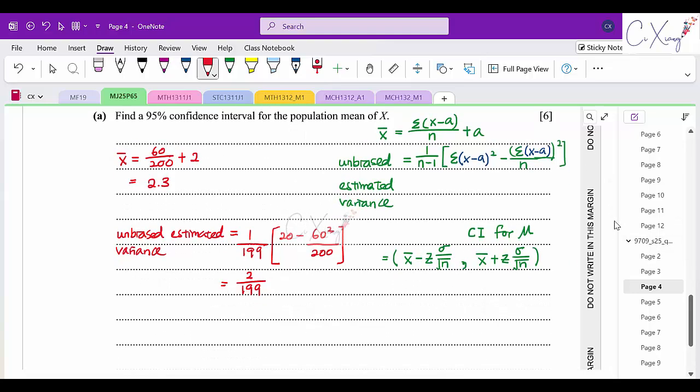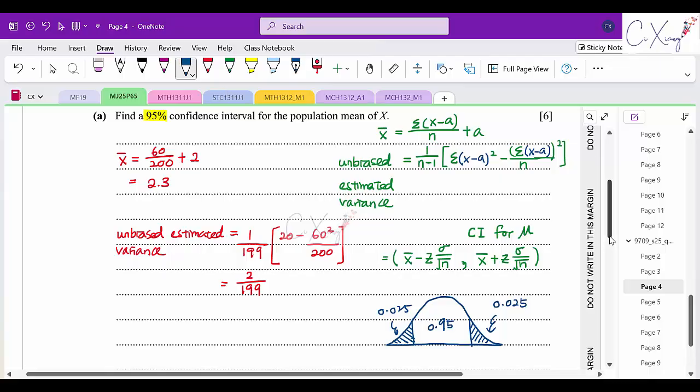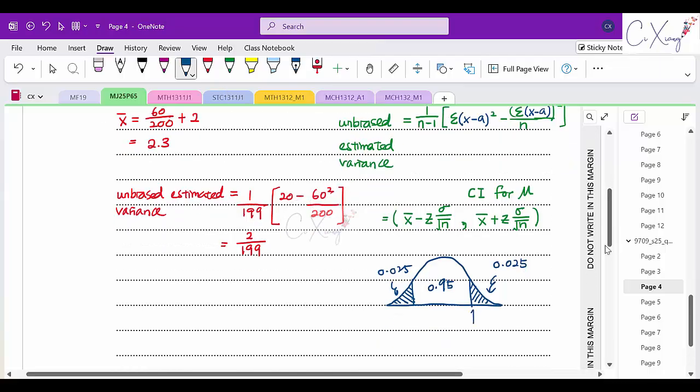How to get the value of z? For this question, they request a 95% confidence interval. For a 95% confidence interval, where is your z? 95% means the center part is 0.95. So when the graph is symmetrical in a normal distribution, this area should be 0.025, and this area will be 0.025, and the value of z basically refers to this one.